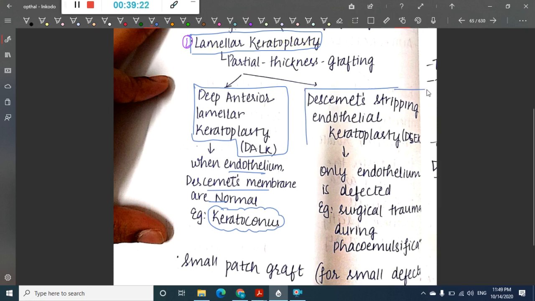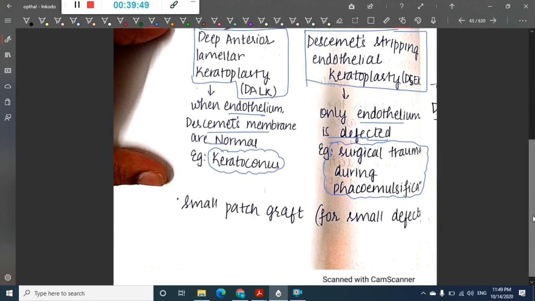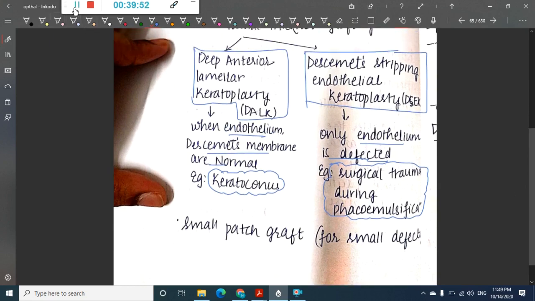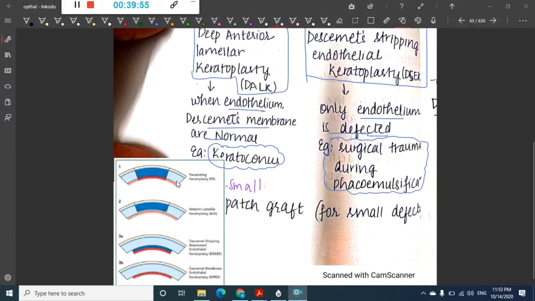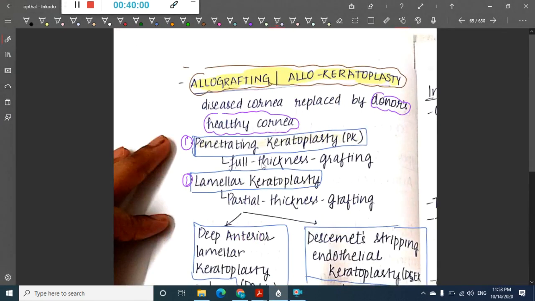We also have one more type, which is Descemet stripping endothelial keratoplasty. This is done only if the endothelium is defective, like in surgical trauma. During phacoemulsification, there is a chance that the endothelium might get damaged. Whenever there is damage to the endothelium, we can use Descemet stripping endothelial keratoplasty. We can also use a small patch graft. Let me show you pictures for both. This first one shows penetrating keratoplasty. So what is penetrating keratoplasty?